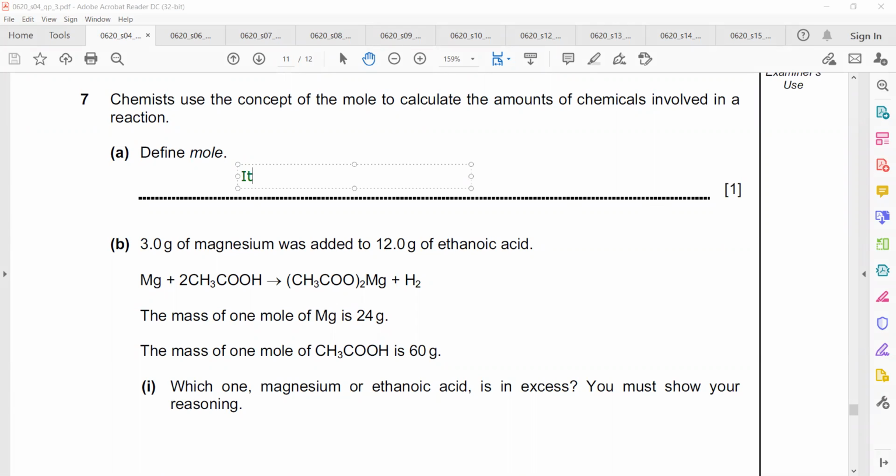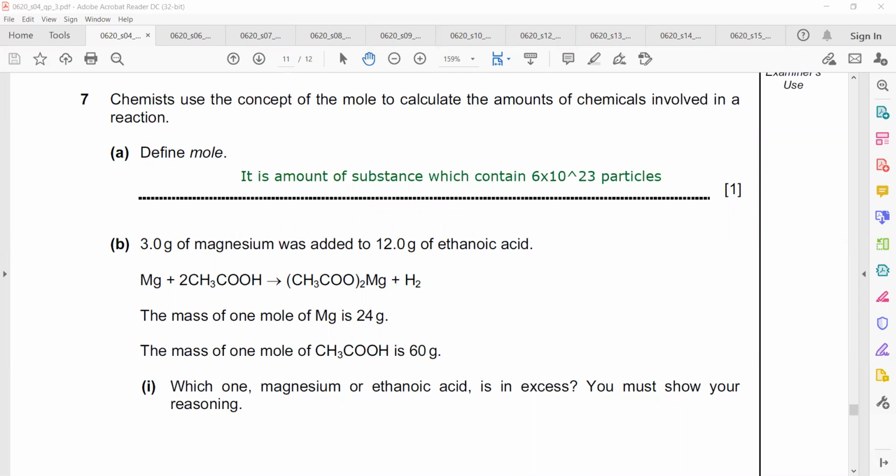It is the amount of substance which contains Avogadro's number of particles, or 6 exponent 23. Not really atoms, because it is not necessary that it be an atom; it can be a molecule, it can be ions. So you cannot specify and say atom. It is the amount of substance which contains 6 exponent 23 particles, because particle is a general term which can be used for atoms, molecules, ions.